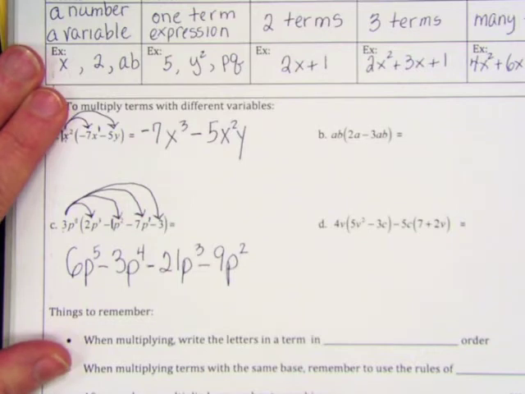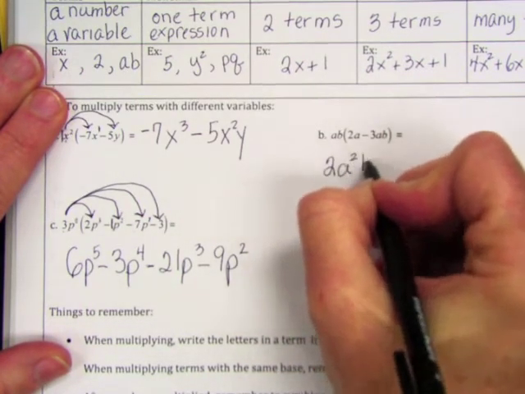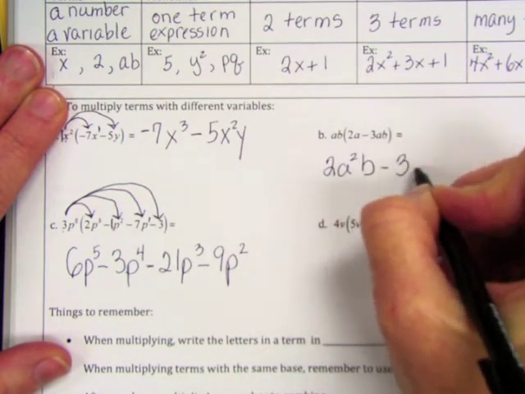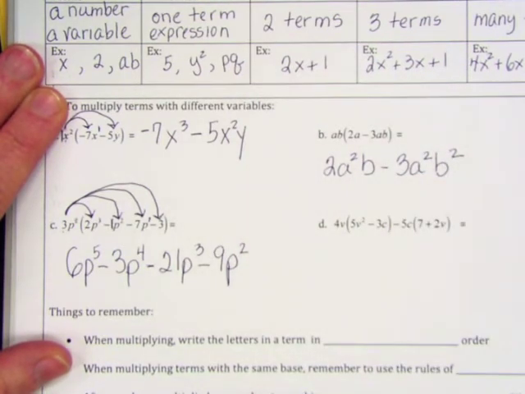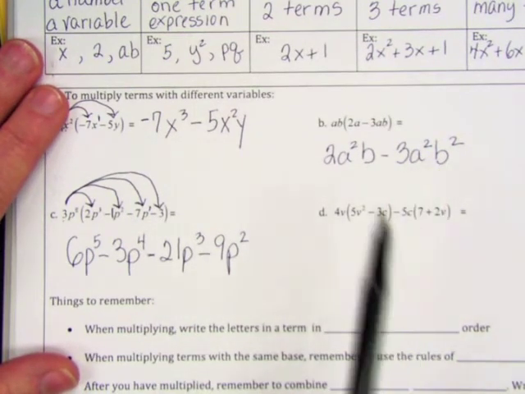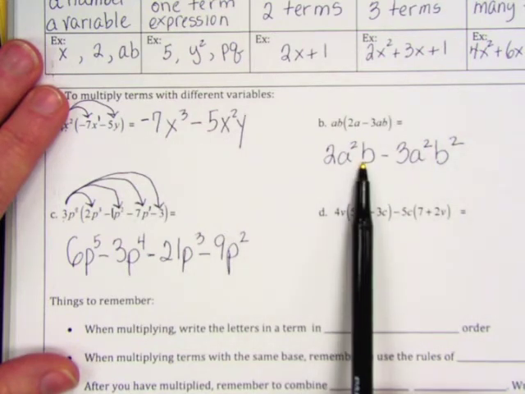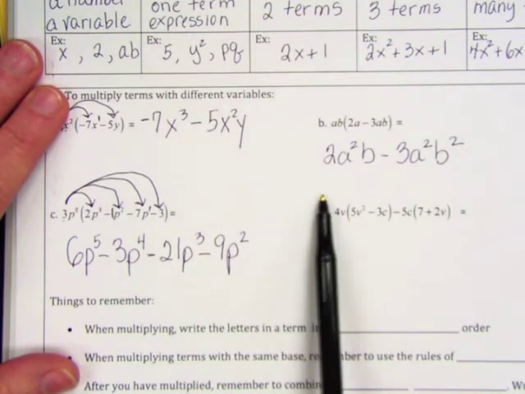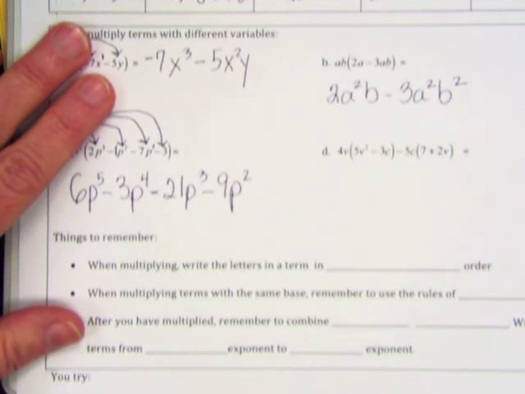The answer to B is 2a squared b minus 3a squared b squared. Neither of these are like terms. Let's talk about why not. Even though this has an a squared and this has an a squared, this has a b and this has a b squared. So they're close to being like terms, but they're not, so you can't combine them. So you just leave your answer like that.